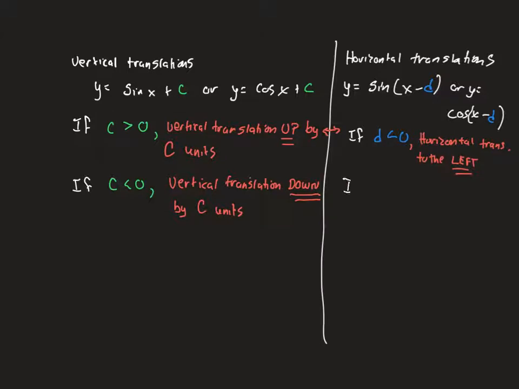And finally, if d is greater than 0, then you have a horizontal translation to the right. To the left, to the left, to the right, to the right. Yes, my bad singing is back. I am sorry. Alrighty, so let's take a look at how this works in examples.